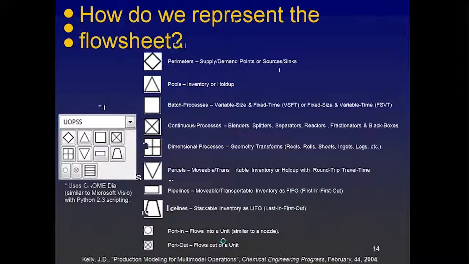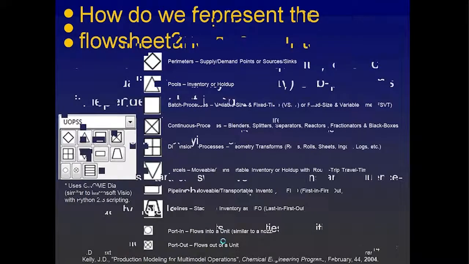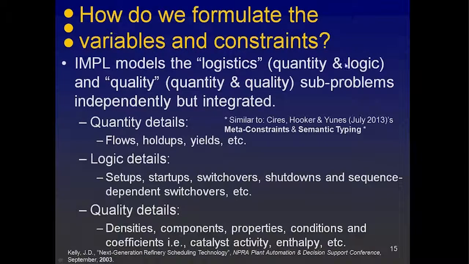Okay, so in terms of how we formulate the variables and constraints, as I mentioned, we have these quantity, logic, and quality variables. When we combine quantity and logic together, we call it logistics. And when we combine quantity and quality together, well, not that creative, we needed a Q word here, so we'll just call it a quality subproblem. Examples of different types of semantic variables: we have flows, holdups, and yields for quantity variables.